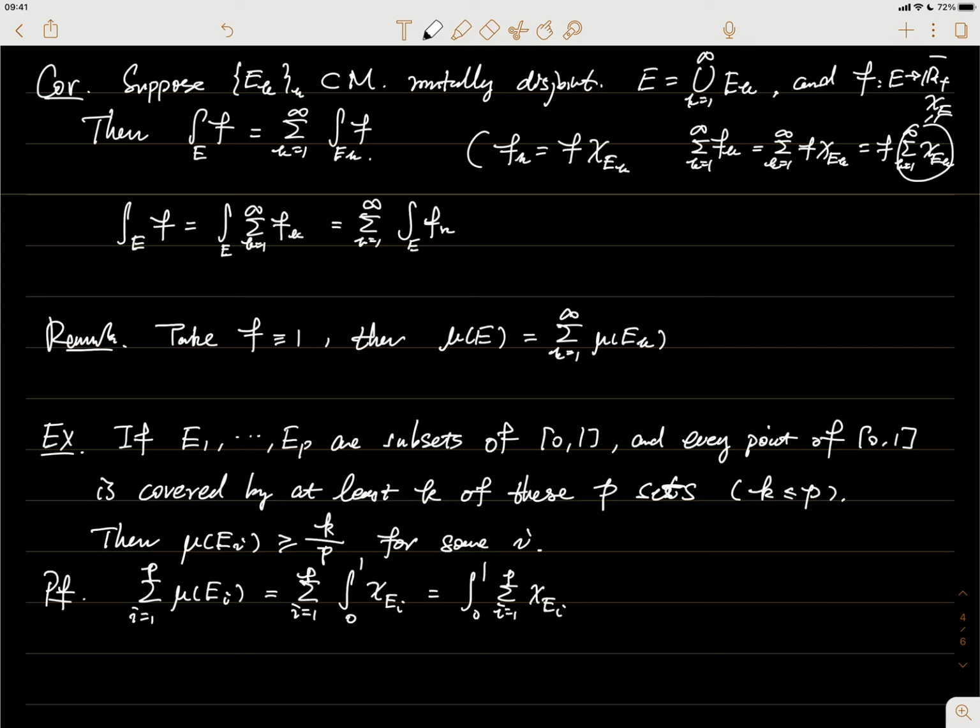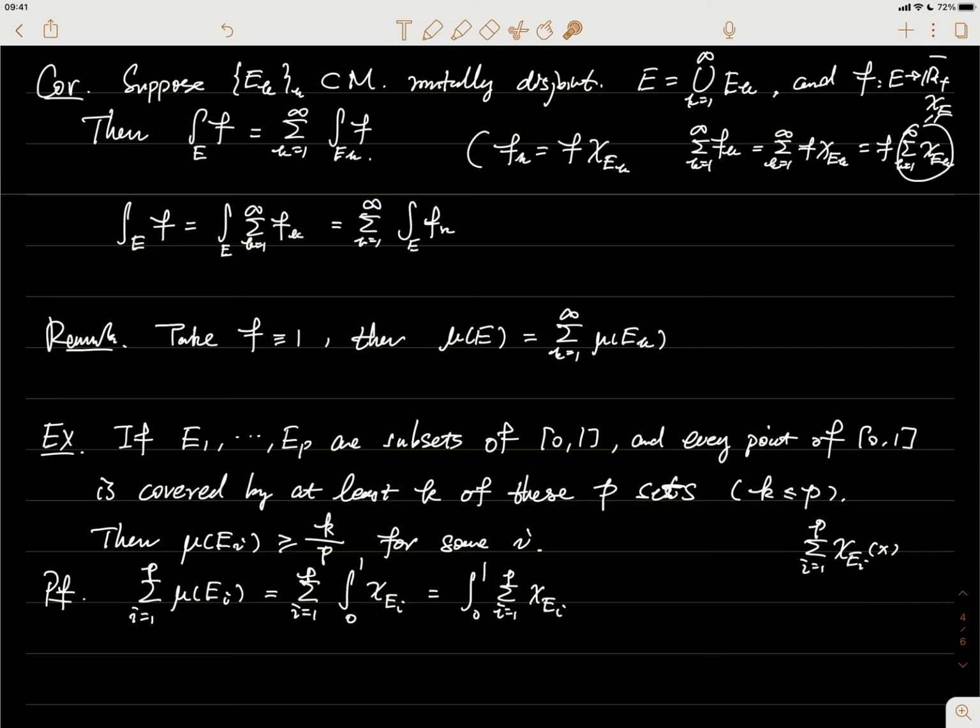Now let's look at the integral of this, or the sum of this. It is the sum of p characteristic functions, and we know that for each x, the characteristic function is 1 if x is inside E_i. But as we said, x belongs to at least k of them. So that means the sum is at least bigger than or equal to k, right?